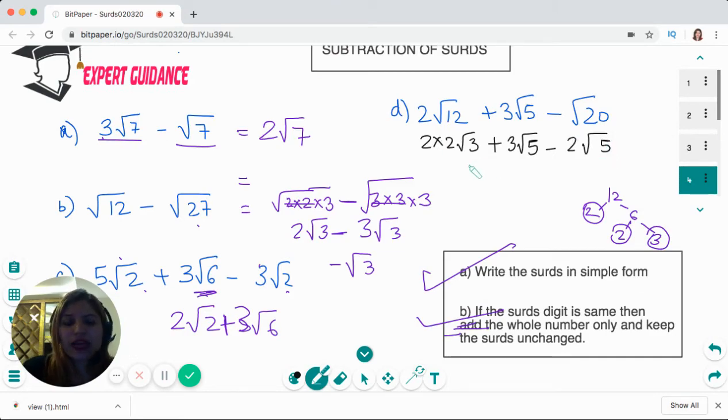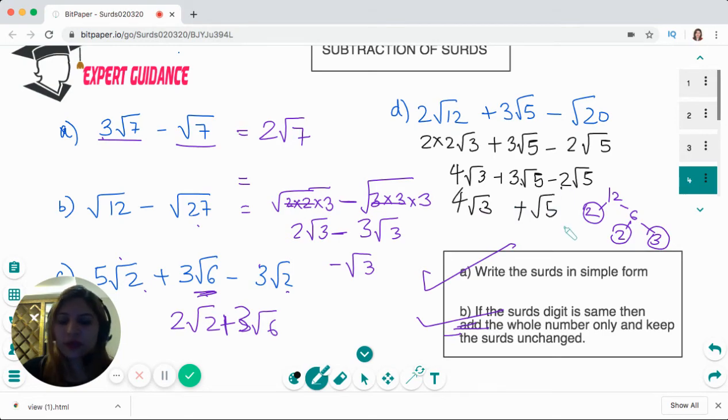Now let us put that into simple form. So that is 4 root 3 plus 3 root 5 minus 2 root 5. So 4 root 3 stays here, and 3 root 5 minus 2 root 5 is plus root 5. Okay, so I hope how to add and subtract the surds is clear to you.